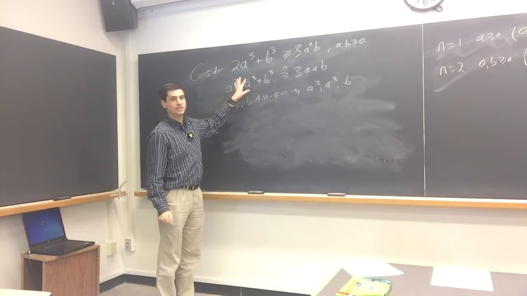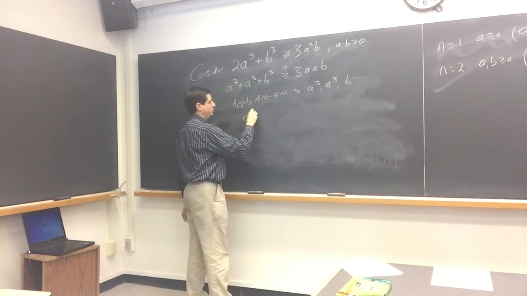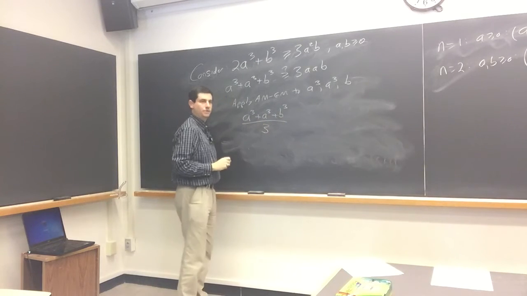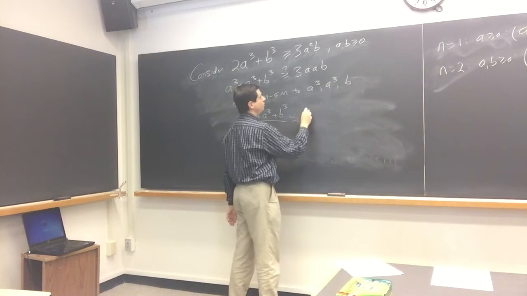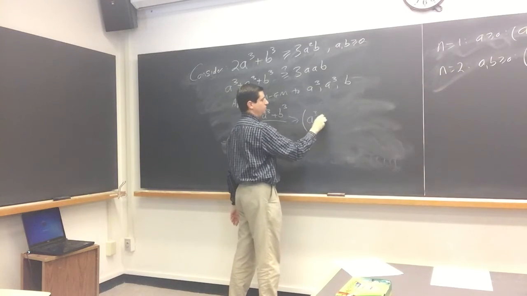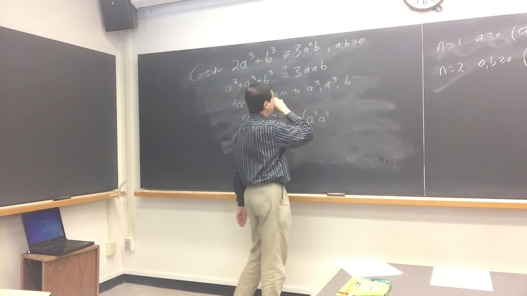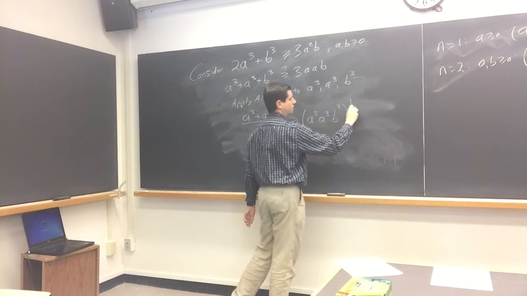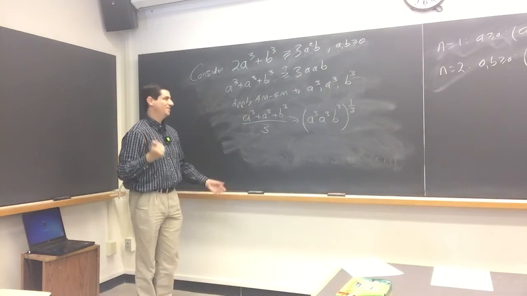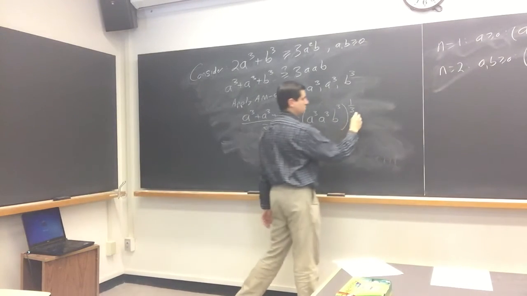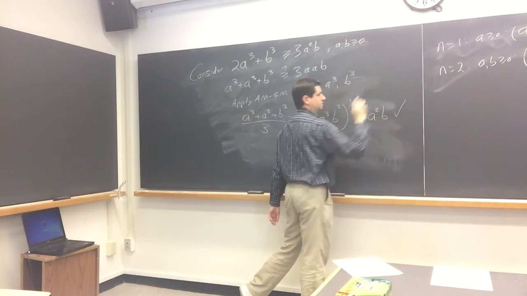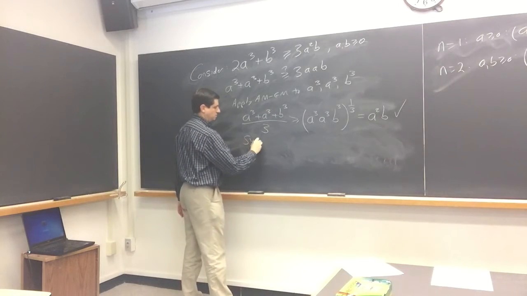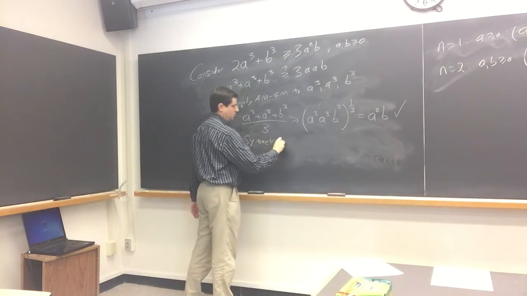If I divide by 3, this is the arithmetic mean. So a cubed plus a cubed plus b cubed over 3 will be greater than or equal to the cube root of a cubed, a cubed, b cubed, to the 1/3. Well, that's just going to become a squared b. So you can often symmetrize or expand.